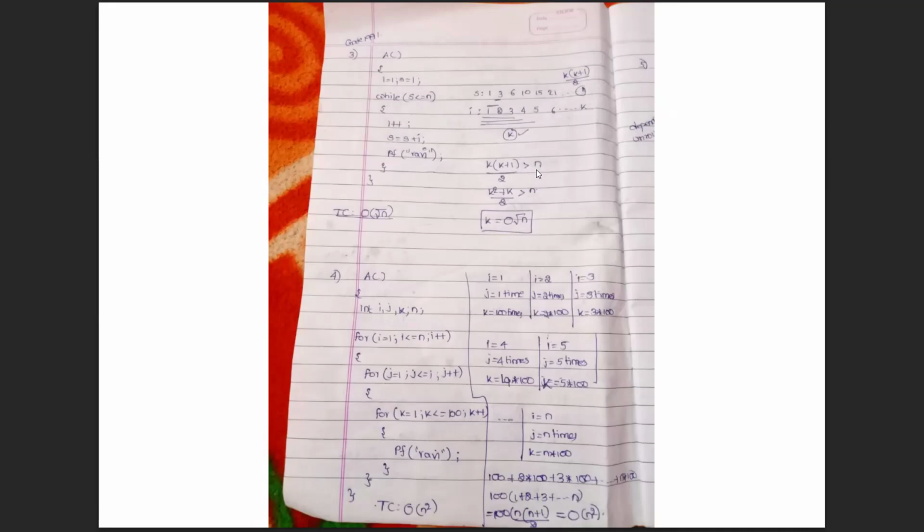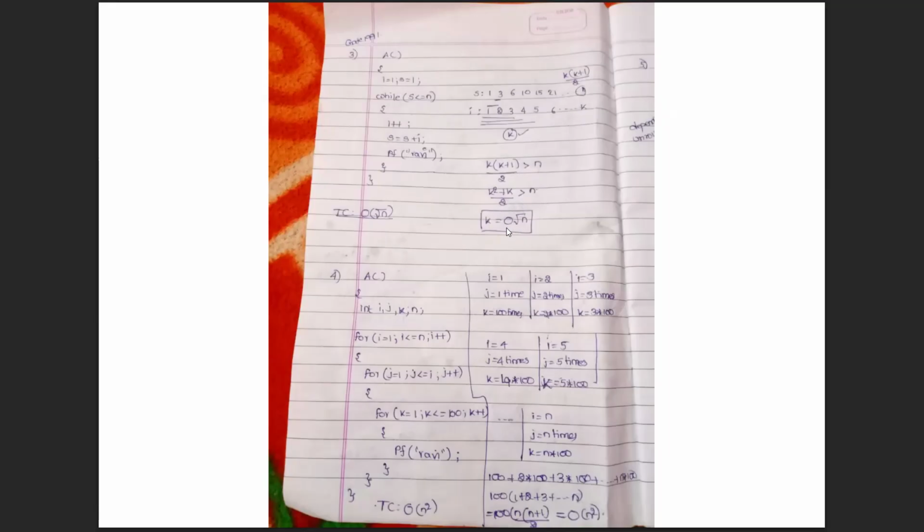So here k into k plus 1 by 2, because the sum of natural numbers formula is k into k plus 1 by 2, is greater than n. So now k square plus k by 2 is greater than n. So k square plus k is greater than 2n. Now what we have to do is k square equal to n, so k equal to order of root n.